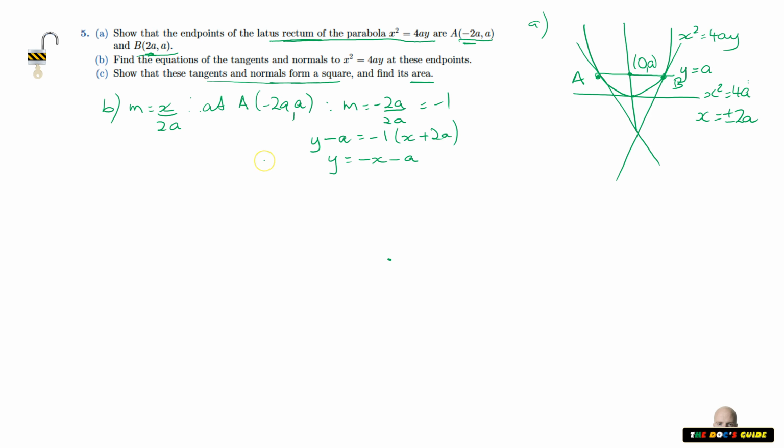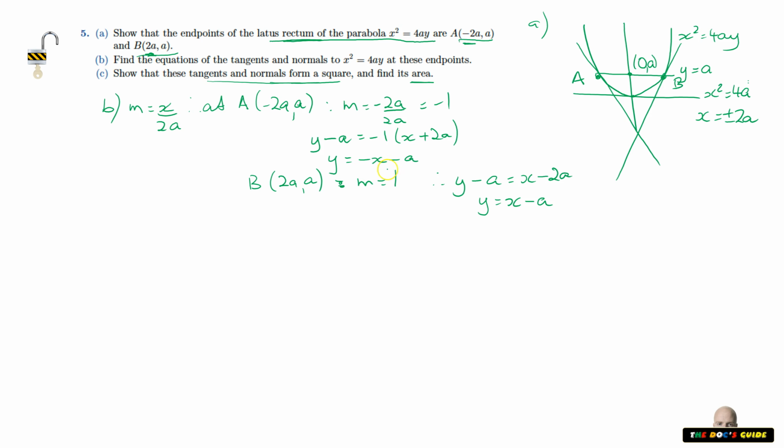The equation of the tangent at B will be a similar sort of thing. B is the point (2a, a). So that's going to give us that m equals 2a on 2a. So the gradient is 1. It fits with our diagram. So keep checking back to your diagram. So the gradient is 1. Therefore, y minus y1 equals m, which is 1 outside of x minus x1. So we're going to get that y is x minus a.